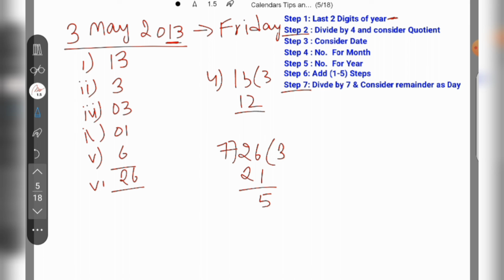So in this way we can calculate the particular day for the given date, in a normal year. In the next video I will be explaining how to find the day for a leap year and how to calculate a day after certain days, etc.